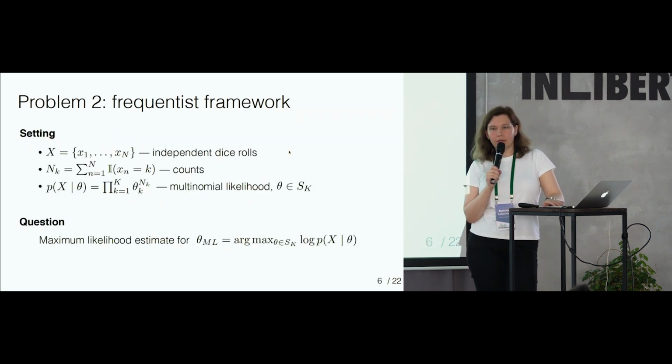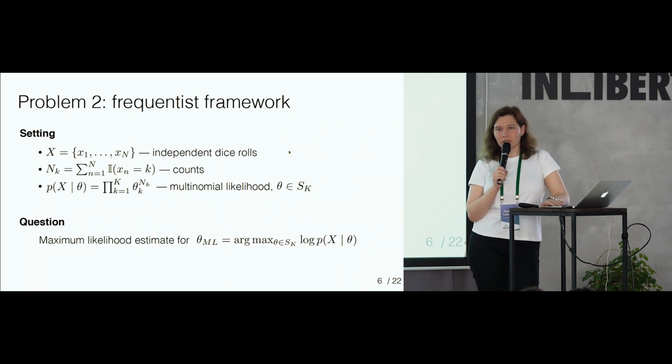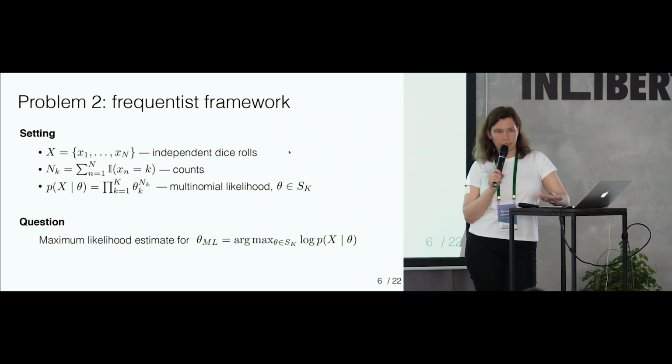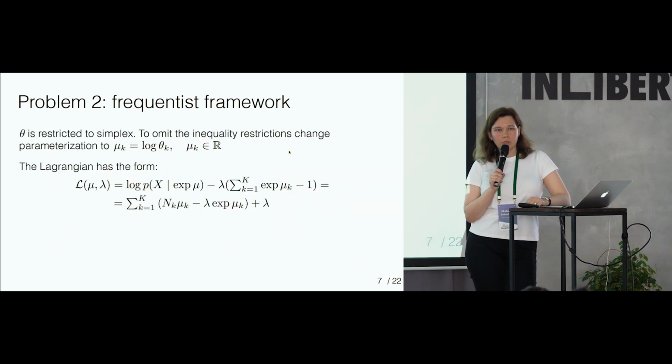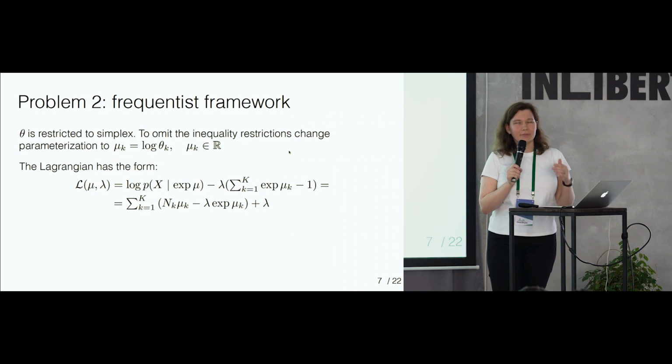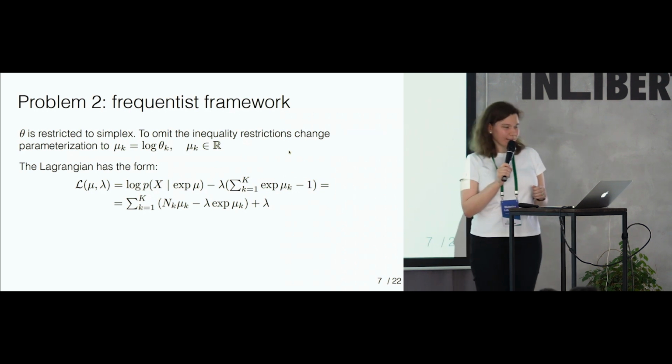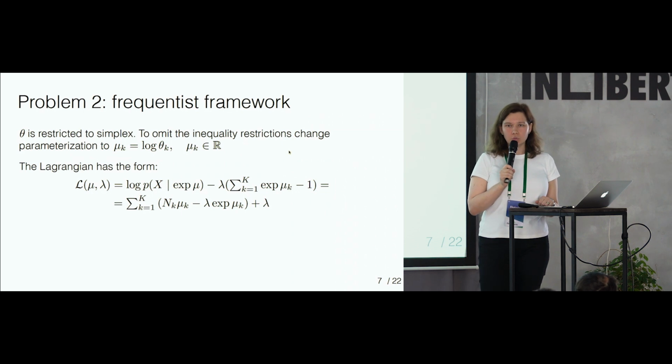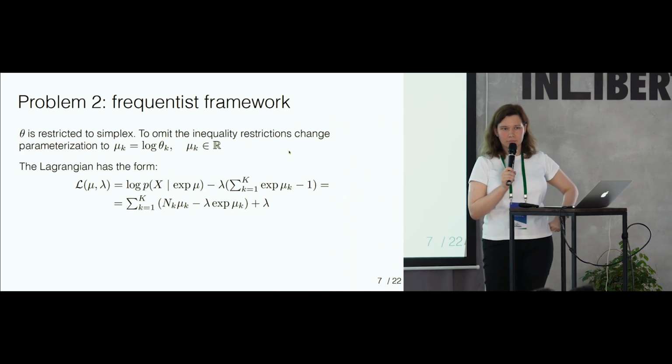Here we have theta from a simplex. So we have two types of restrictions: the equality restriction that the sum of theta is equal to 1, and the inequality restriction that all thetas are more than 0. To deal with inequality restrictions, we may just reparameterize our model and say that instead of theta, we will use mu, which is equal to log of theta. So mu is from R, and we don't need inequality restrictions. Is it clear?